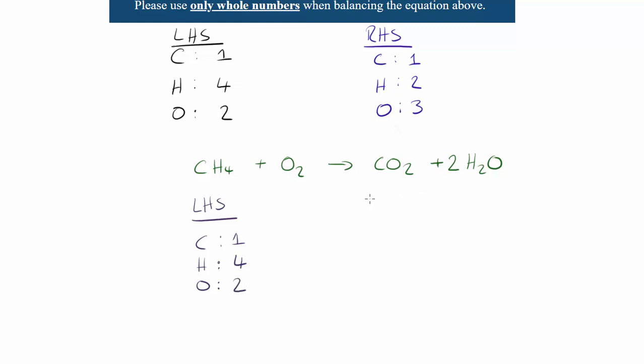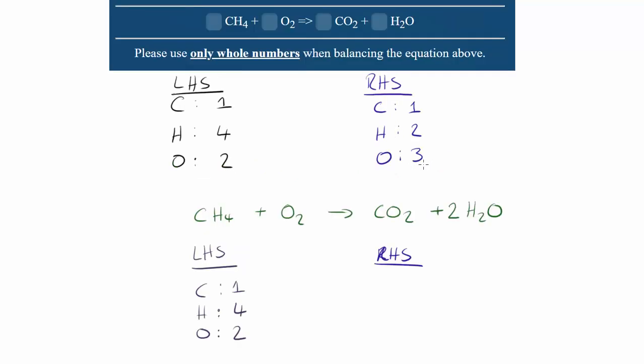But if we pay close attention to the right hand side, which, as we know, we have changed, that should be an R. On the right hand side, the number of carbons has not changed. We didn't put anything in front of the CO2.